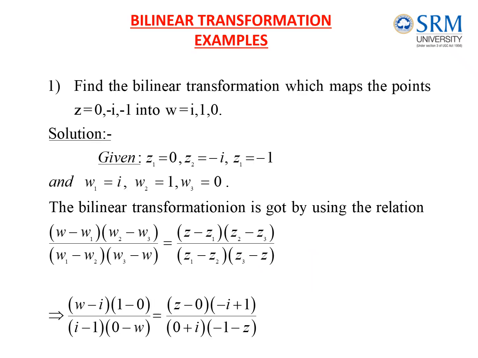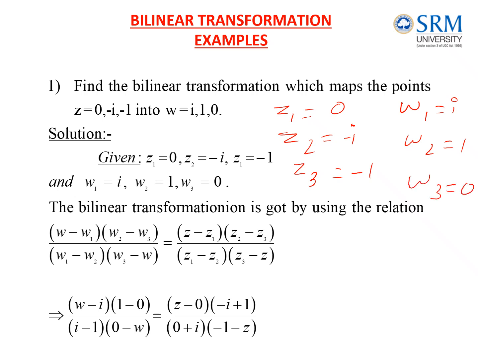So next we are going to see the example. Find the bilinear transformation which maps the 3 given points 0, minus i, minus 1 onto the images i, 1 and 0. First we need to write the given points: z1 is 0, z2 is minus i and z3 is minus 1. Similarly, w1 is i, w2 is 1, w3 is 0.